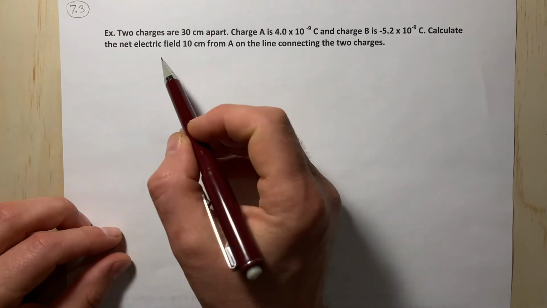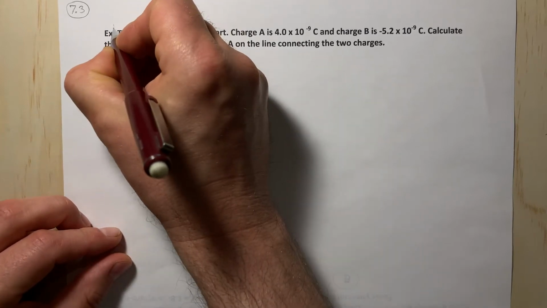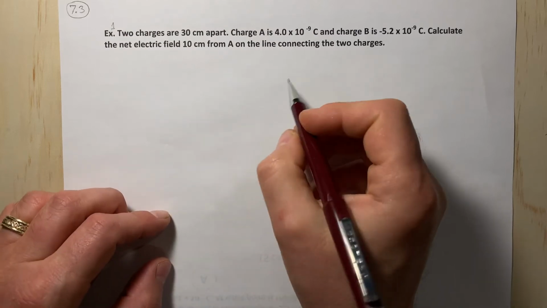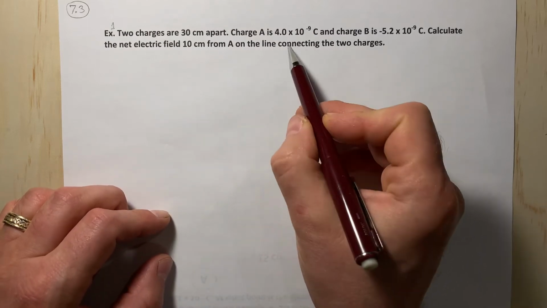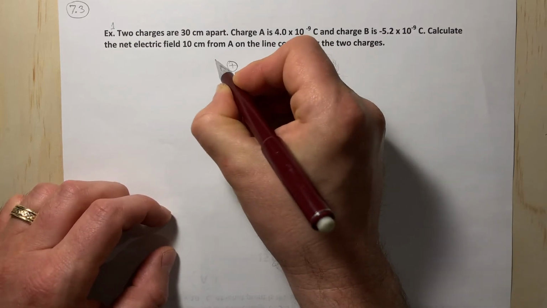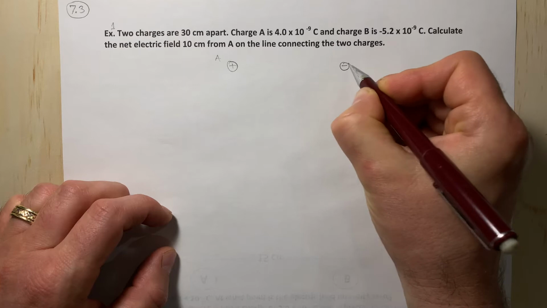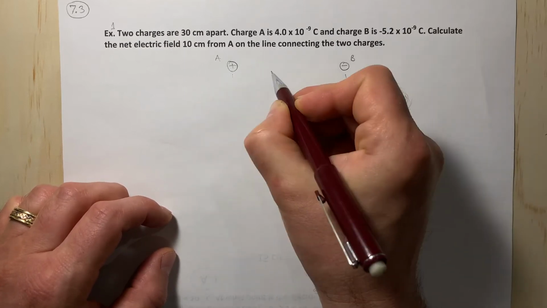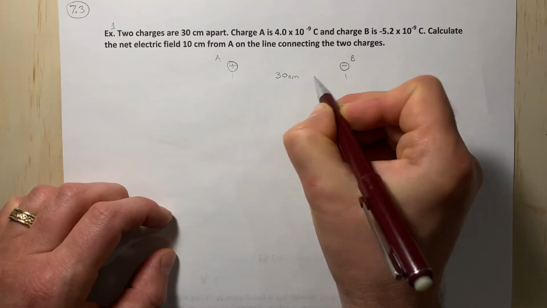In section 7.3, this is example 1, actually. I should put that in here. We've got two charges that are 30 centimeters apart. Charge A, charge B. Right now, A is positive. Let's put this in. So here's A. Over here is B. They are 30 centimeters apart. So this distance between them here, 30 centimeters.